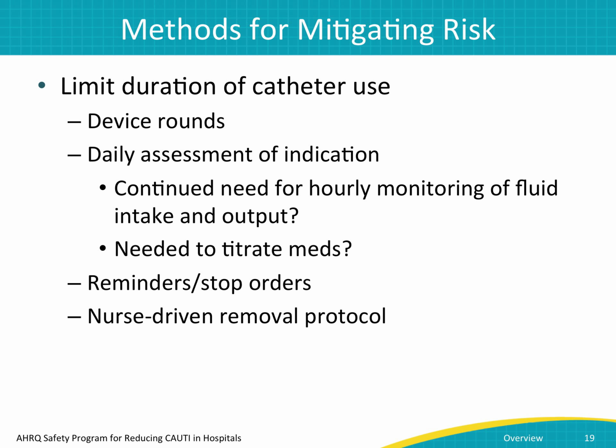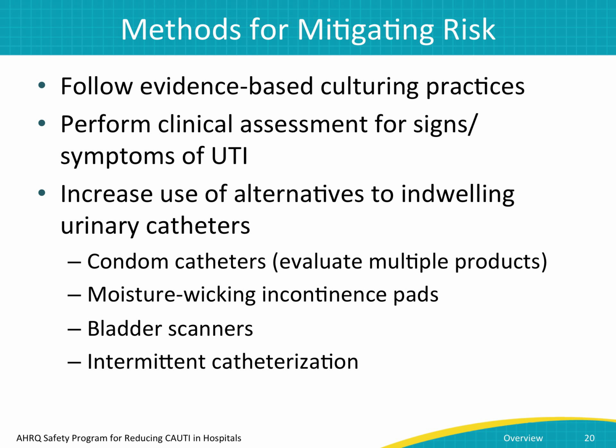meets certain criteria. We talked earlier about indications for insertion, so now let's discuss other ways to decrease the risk of CAUTI. For instance, establish evidence-based culturing practices. You should also perform clinical assessments for signs or symptoms of a UTI. You also have alternatives to indwelling urinary catheters, and you should consider increasing their use. Alternatives include condom catheters, evaluate multiple products, moisture wicking incontinence pads, available bladder scanners, intermittent catheterization, and these are just a few of the many options that exist.